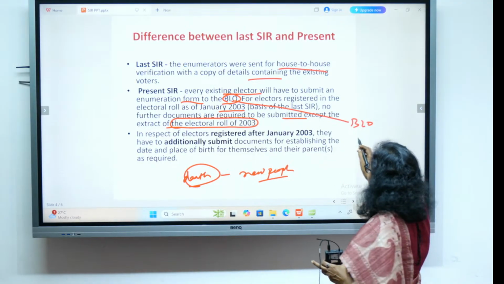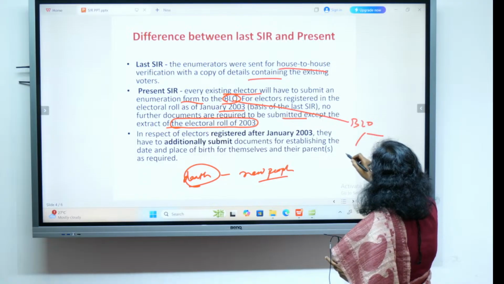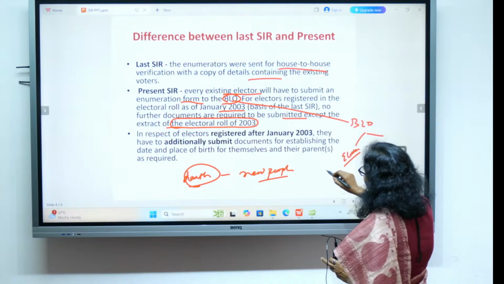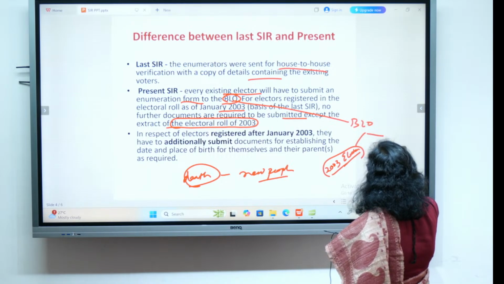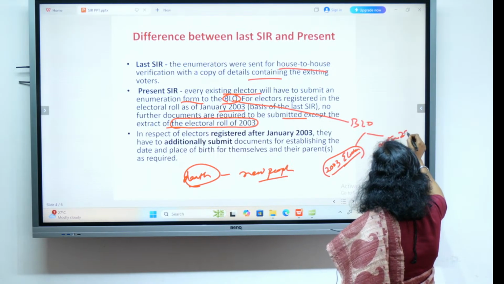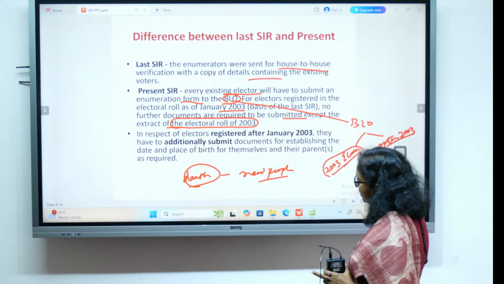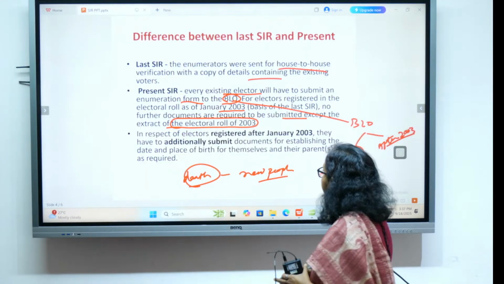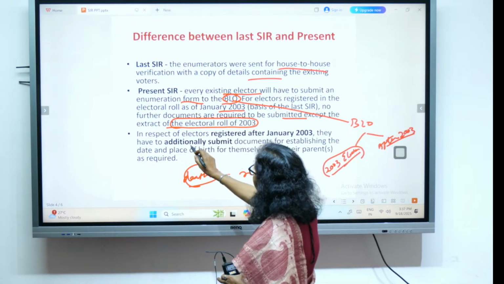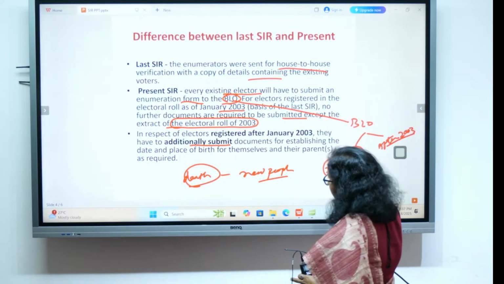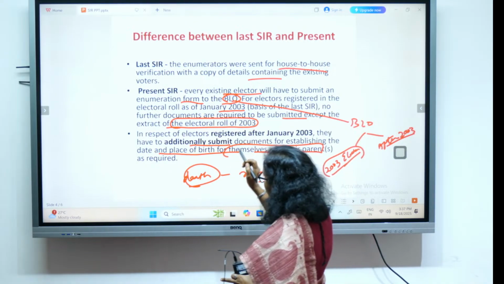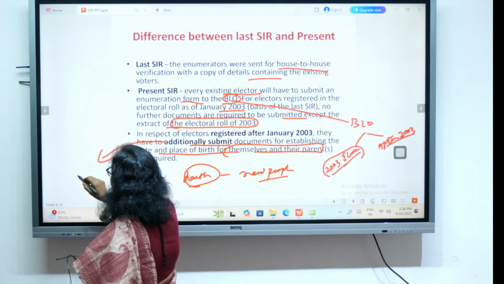So here, the electors have been divided: the ones who were registered in 2003 and the ones who were registered after 2003. That is what is particularly problematic, those who are registered after 2003. They have to additionally submit documents for establishing the date and place of birth for themselves and their parents. So this is one of the major problems.